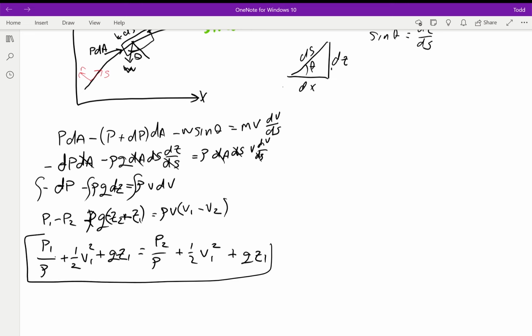There we have the second method of deriving Bernoulli's equation.